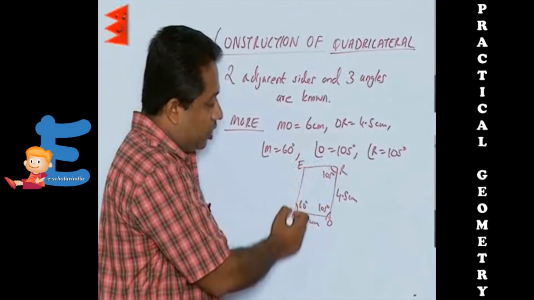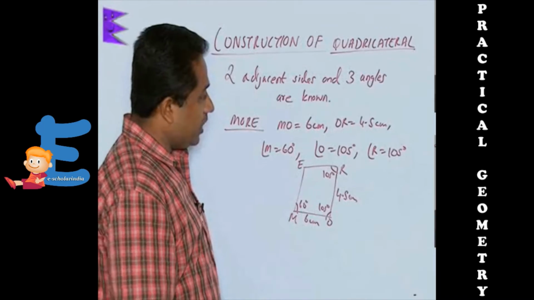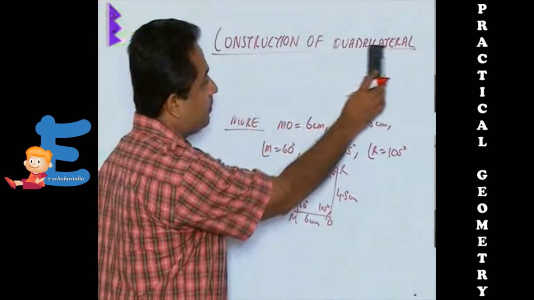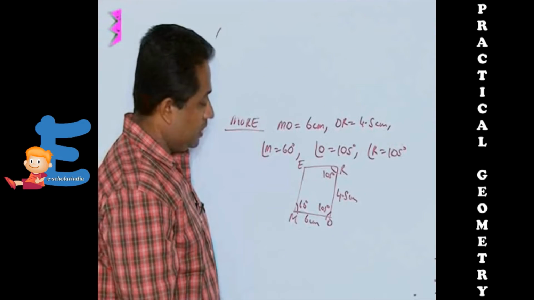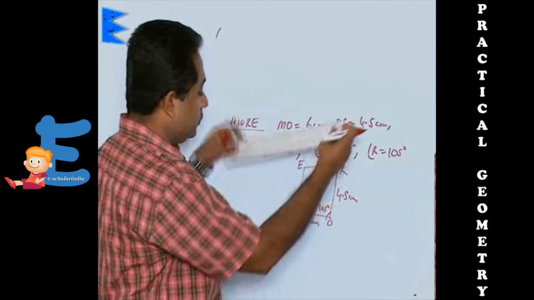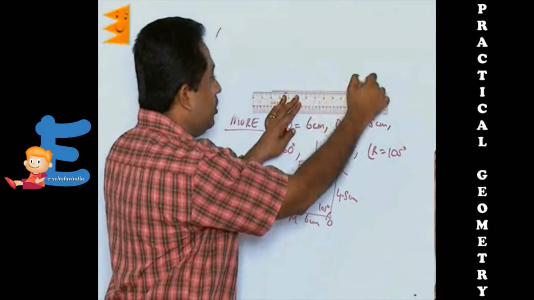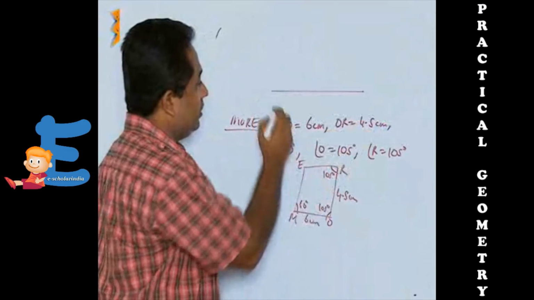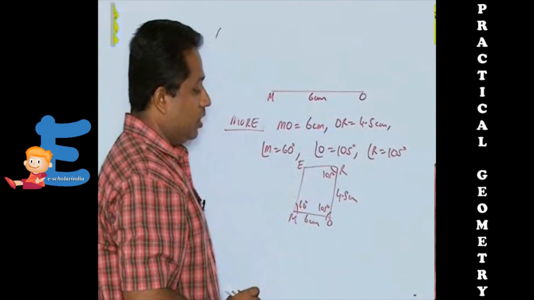So start drawing this figure by drawing the base MO. The length of MO is given as 6 centimeter. So we will draw first 6 centimeter base for this figure. With the help of a scale, you are going to draw here 6 centimeter. So MO 6 centimeter is drawn.